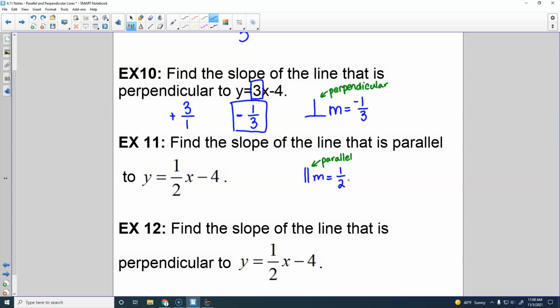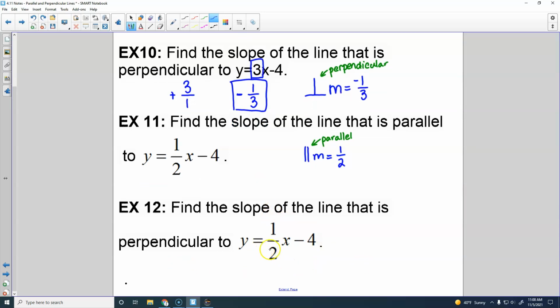Okay, Julian, what about 12? It's the same line, y equals 1/2 x minus 4, but this time it wants us to give the perpendicular slope. What did we write about perpendicular slopes? What are they?